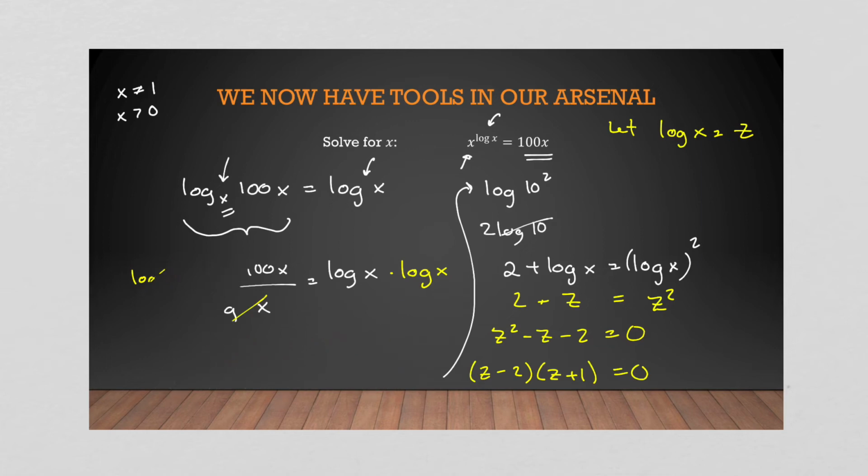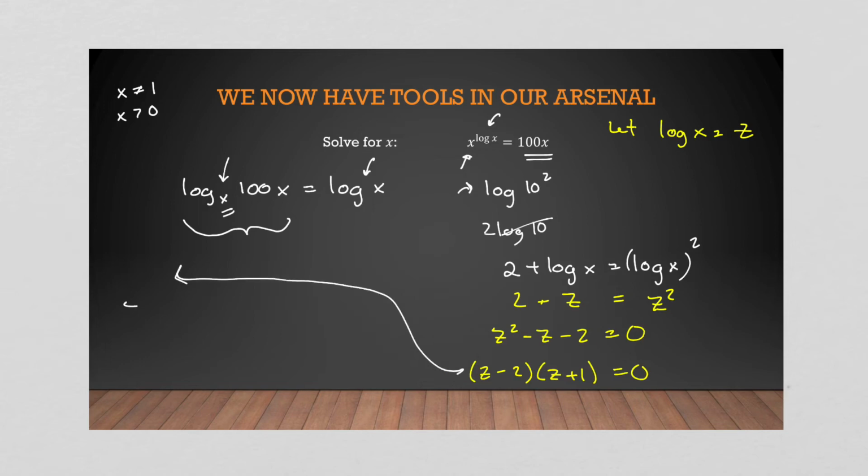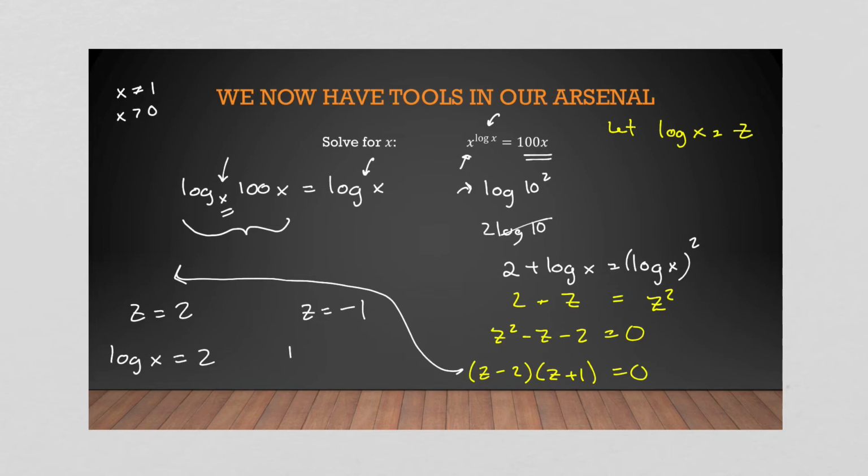But you can always hit rewind. See that again. Because what do we have now? We have a quadratic, right? And we have a quadratic where z minus 2 is 0, so that means z equals 2, and we have z equals negative 1. But what was z? z was log x. So either log x equals 2 or log x equals negative 1.